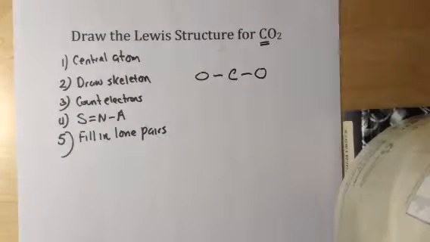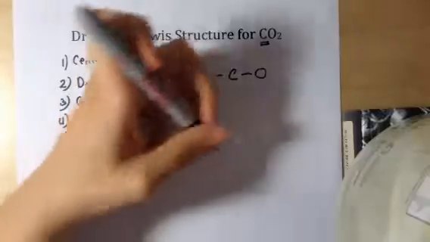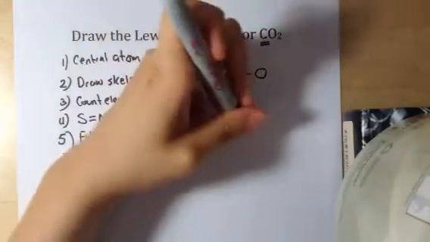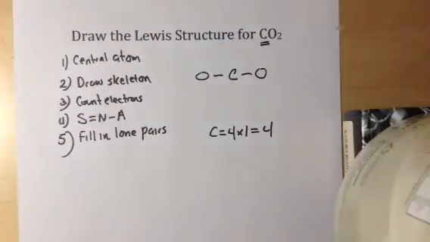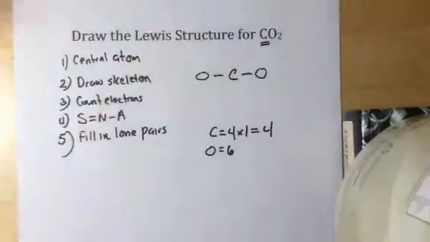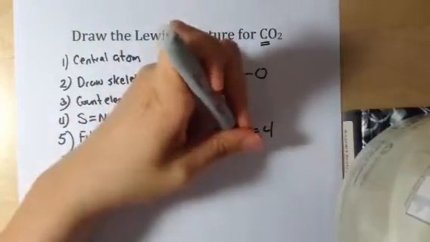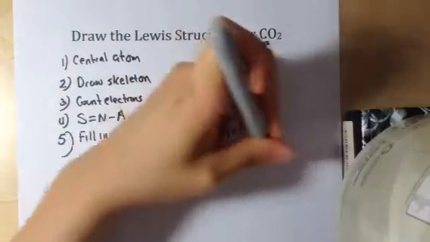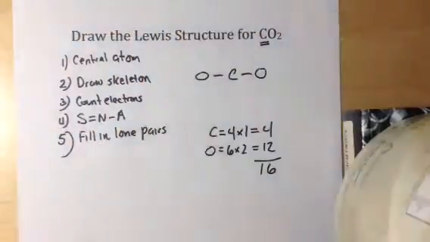Alright. Next, count electrons. So carbon has 4 valence electrons, and there's 1 carbon, so that means there's 4 electrons from the carbon. Oxygen has 6 valence electrons. There are 2 oxygens here, so that's a total of 12 electrons. You add them up, 16 electrons.